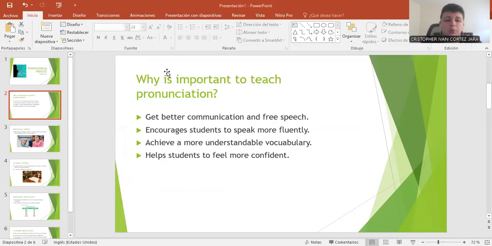So, first of all, we have to talk about why it's important to teach pronunciation. Well, as a foreign learner, it's important to learn how to pronounce correctly because it encourages us to speak more fluently and in some cases even have the capacity to have a good communication with native speakers. Also, it helps us to have a more diverse and complex vocabulary and feel more confident about ourselves.